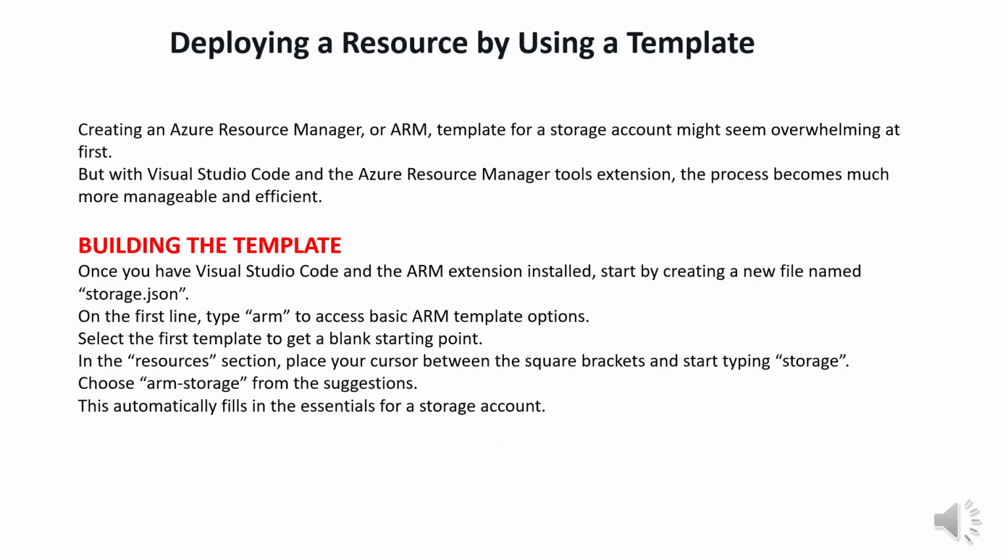On the first line, type ARM to access basic ARM template options. Select the first template to get a blank starting point. In the Resources section, place your cursor between the square brackets and start typing storage. Choose ARM storage from the suggestions. This automatically fills in the essentials for a storage account.